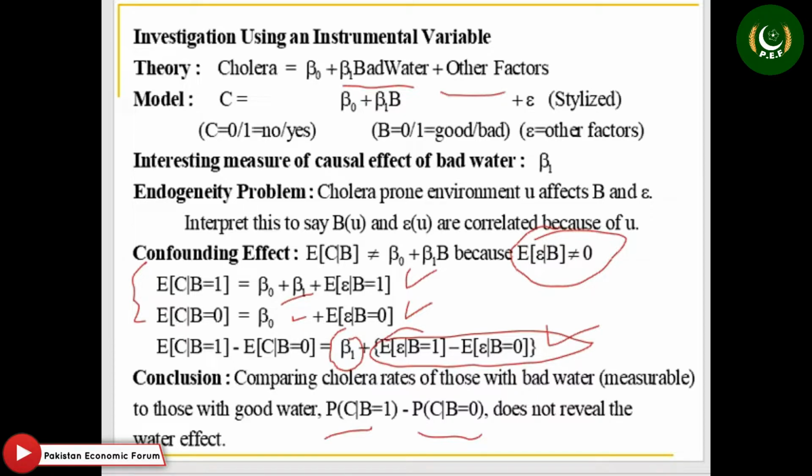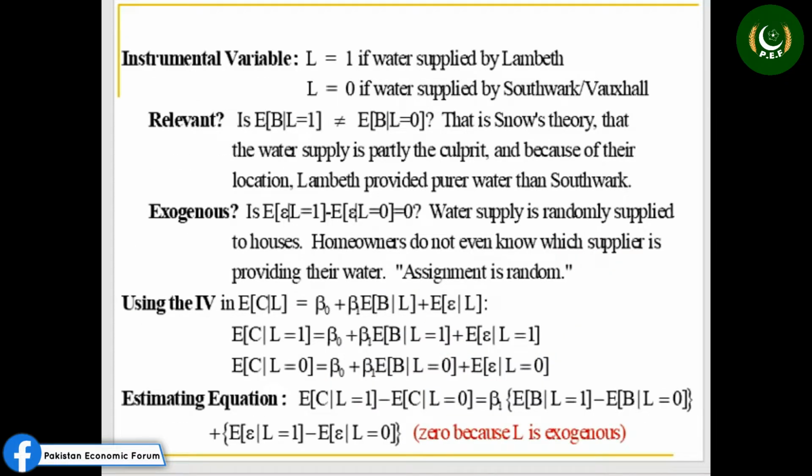So how to control that? That was the name of the game used by Snow. He took an instrumental variable: whether water is from Lambeth or from Southwark. It means the quality of water from Lambeth is not the same as the quality of water from Southwark. Then he used the expected value of cholera given L equal to beta naught times the expected value of bad water given the company, plus the expected value of this term.